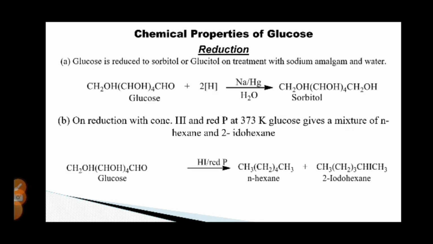Reduction. Glucose is reduced to sorbitol or glucitol on treatment with sodium amalgam and water. On reduction with concentrated HI and red phosphorus at 373 Kelvin, glucose gives a mixture of n-hexane and 2-iodohexane.